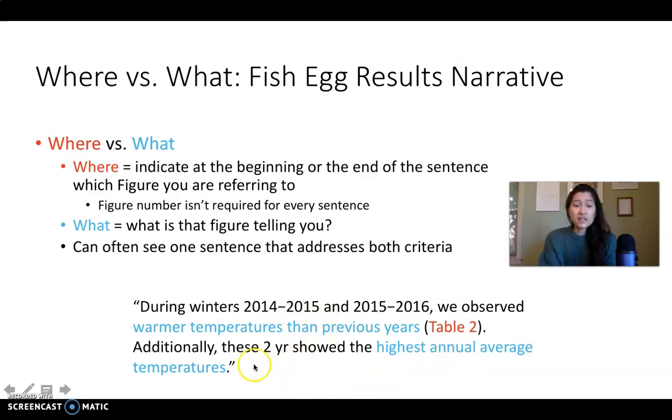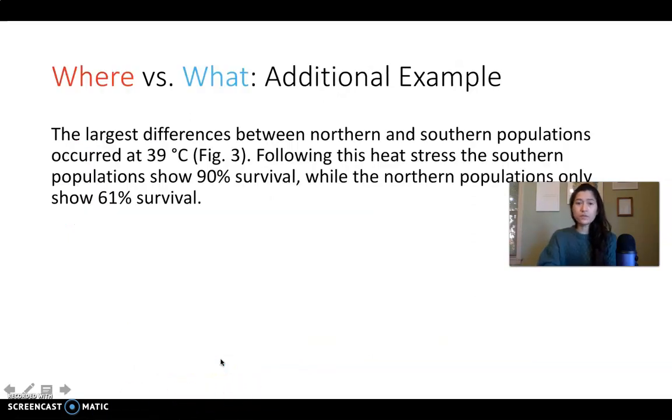The second sentence here is also giving us even more specifics on the data, telling us more what information. So here we're saying, additionally, these 2 years showed the highest annual average temperatures. So in that first sentence, we're actually addressing both criteria. And in the second sentence, because we don't have any figure or table explicitly referenced, we don't have a where component, but we do have a what component. So here's an additional example.